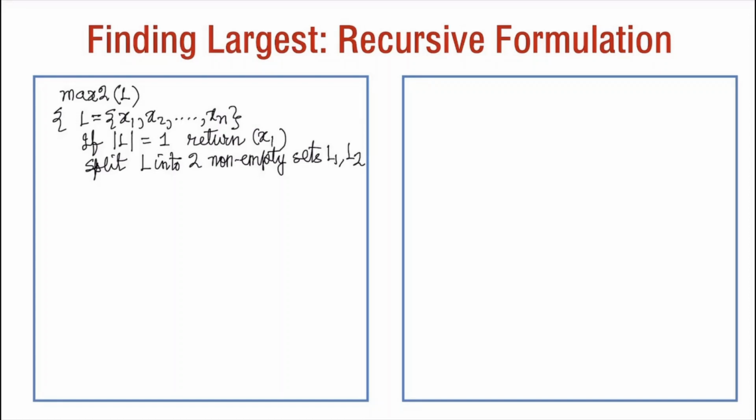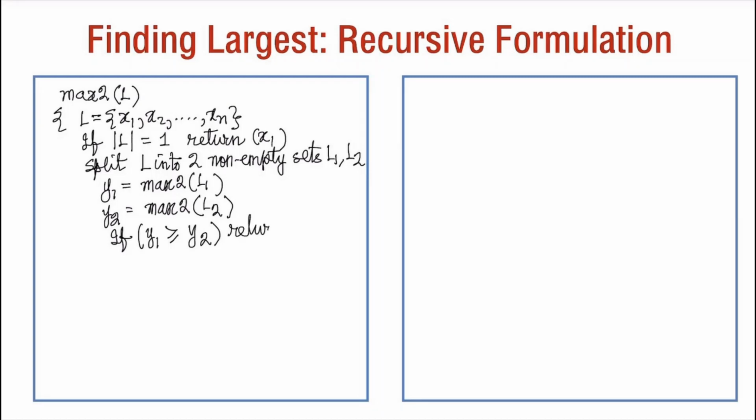And then we recursively find y1 equal to Max2 of L1, y2 equal to Max2 of L2, and now all we need to do is compare y1 and y2. So if y1 is greater than or equal to y2, return y1, else return y2.